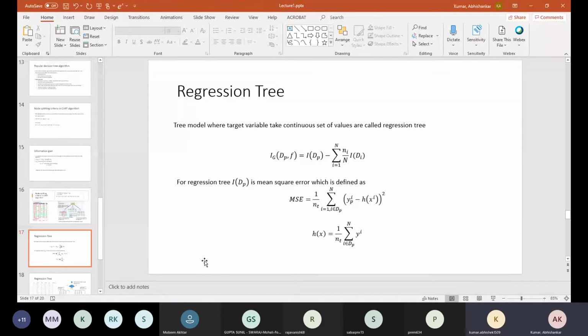So variance is the measurement of how the data is spread from the mean. Okay, yeah.